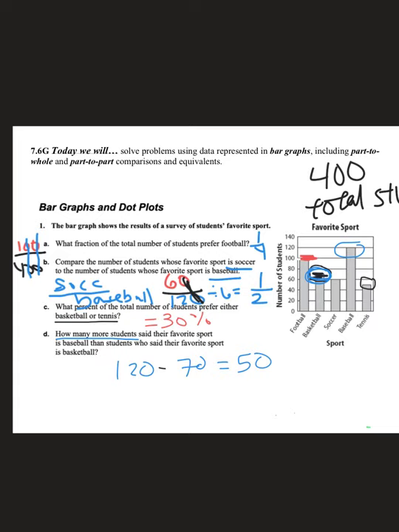Just to wrap everything up again, remember we solved problems using data represented in bar graphs. We made part-to-part comparisons, meaning we compared basketball to baseball or football to soccer. And then we also made part-to-whole comparisons where, for instance, in number 1, we made a fraction of the number of students who preferred football compared to the total number of students. And then in number 3, in C, we also made another part-to-whole comparison by comparing the students who like basketball or tennis with the total number of students. We wrote that into a fraction and we converted that fraction to a percentage.